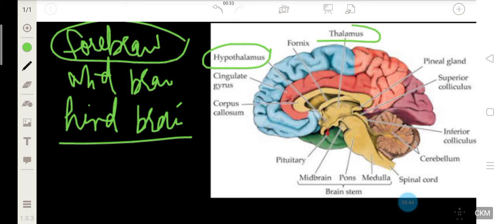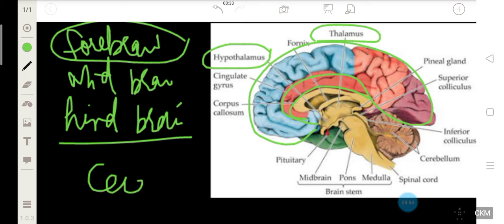One is the hypothalamus, another is the thalamus, and then there is the cerebrum. So this whole one is the cerebrum. The cerebrum is the largest part of the forebrain. Well, first we are going to discuss the hypothalamus. So what is basically the hypothalamus?